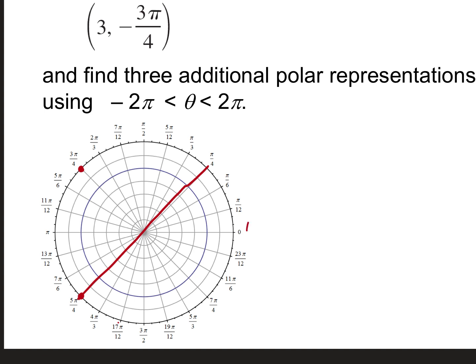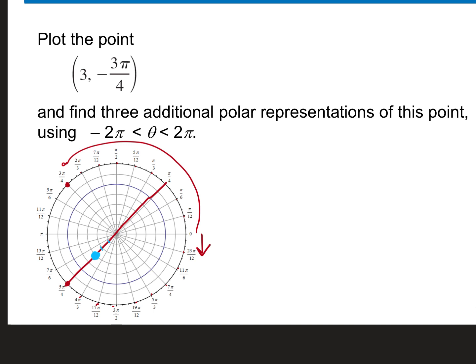So instead of going around this way, 1, 2, 3, 4, 5, 6, 7, 8, 9 spaces, I'm going in the negative direction, 1, 2, 3, 4, 5, 6, 7, 8, 9 spaces. And then we want to go out to what number of ring? 3. So 1, 2, 3. So we're talking about this point here, the blue point. So we plotted the point, that's the first step.